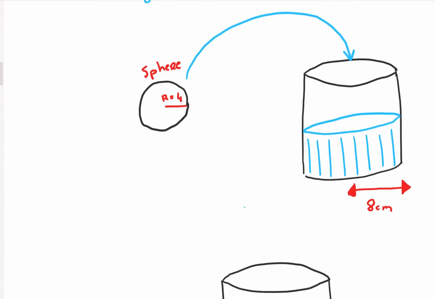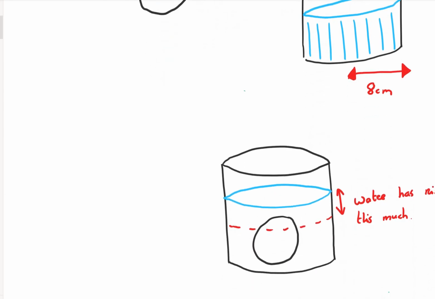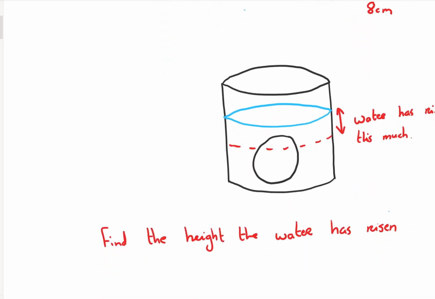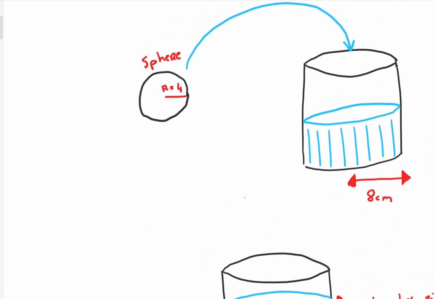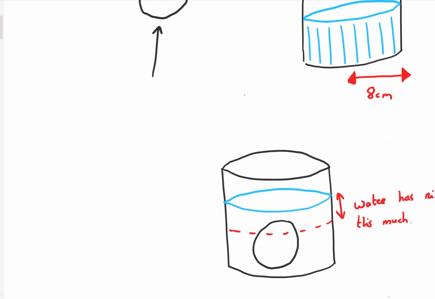Here's a question. We have a sphere and we have a cylinder, and we don't really care about the height of this cylinder. We're not interested in it. But we have a sphere that's somewhat filled with water. And again, I don't really care how much it's filled with water. I just know it's somewhat filled with water. And the question is, find the height the water has risen. So when I take this sphere and I put it into this cylinder of water, how much does it rise?